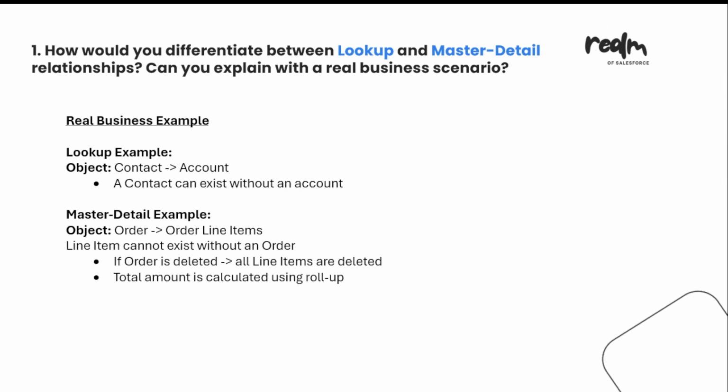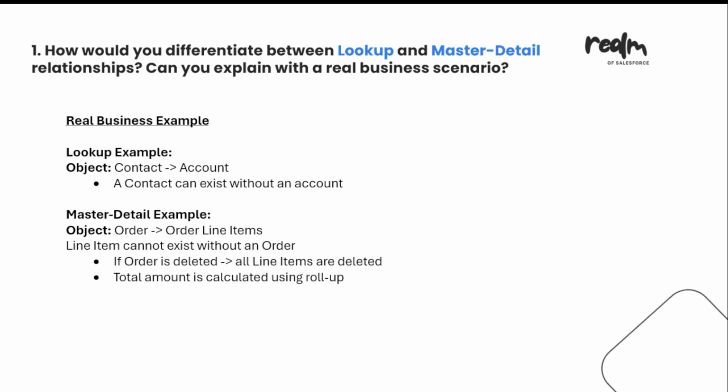Some of the real business examples that we have: contact and account is linked as a lookup relationship. You can delete an account and the contact will not be deleted, which is a lookup property. For master detail example, we have order and order line items. So order is a parent, order line item is a child, and they have a master detail relationship.